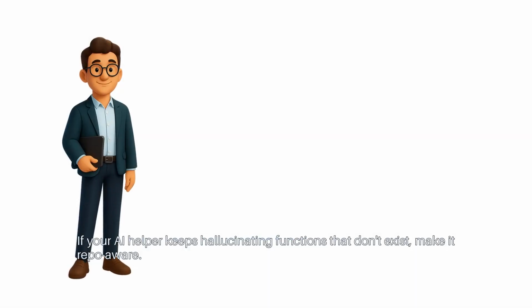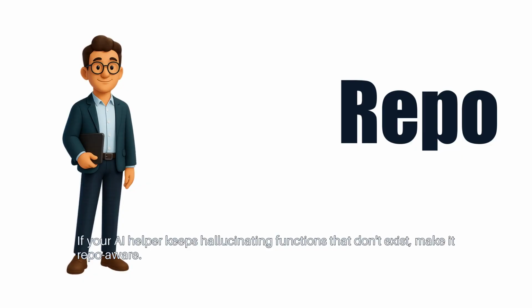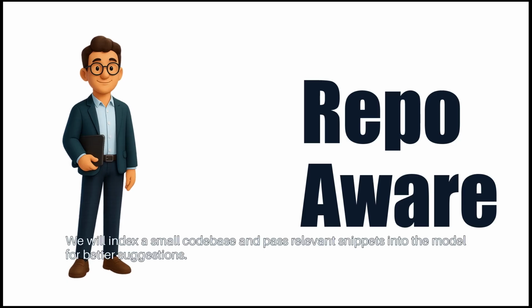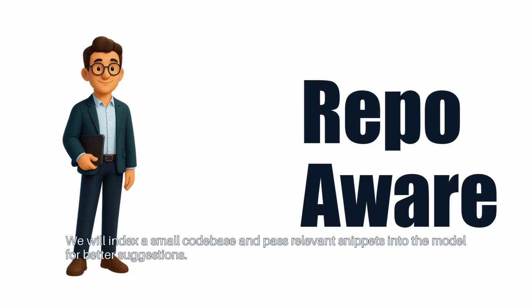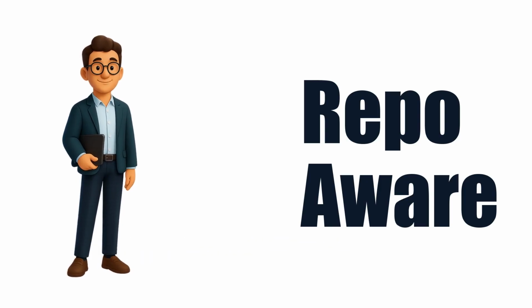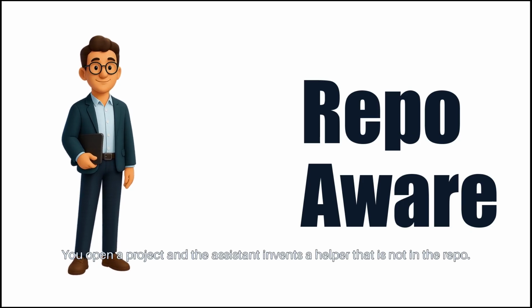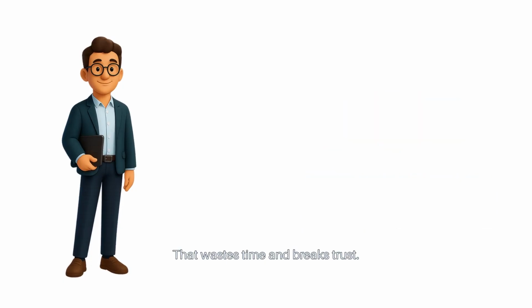If your AI helper keeps hallucinating functions that don't exist, make it repo-aware. We will index a small code base and pass relevant snippets into the model for better suggestions. You open a project and the assistant invents a helper that is not in the repo. That wastes time and breaks trust.